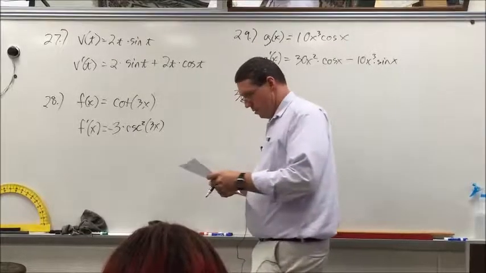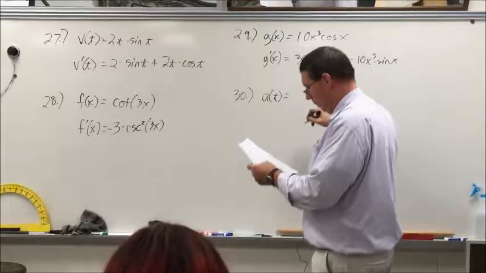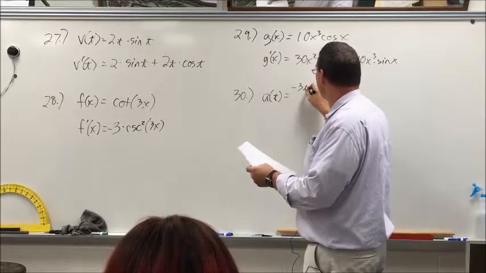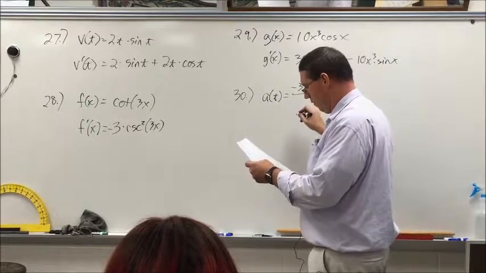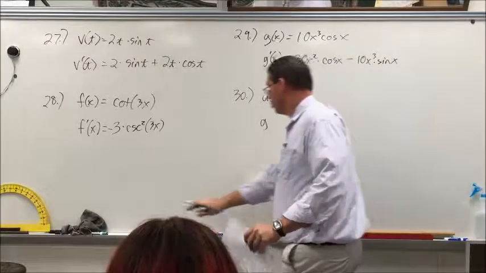30. All right, a of t. We've got a quotient here. Negative 3t to the 4th over natural log of t. So that's a g.